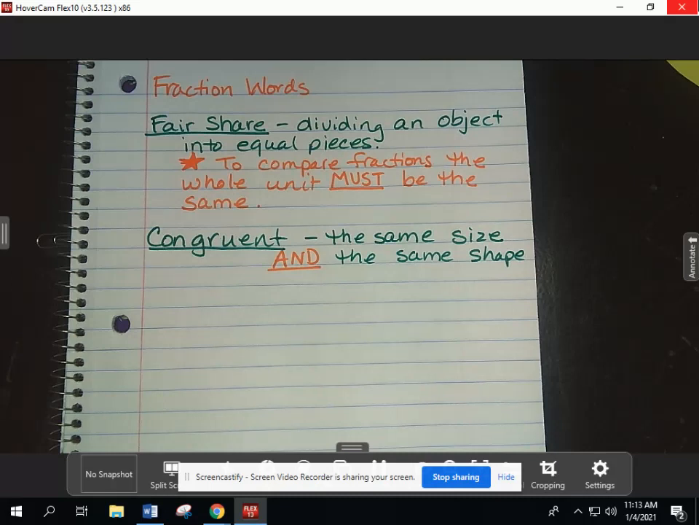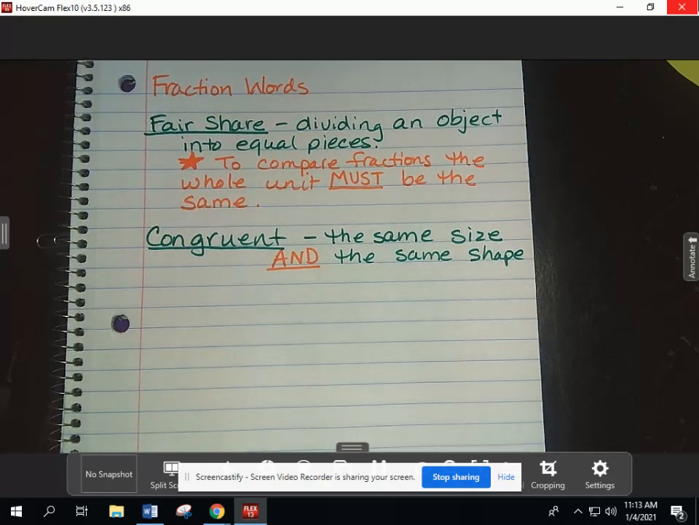Because sometimes we can have the same shapes of things, but one shape might be larger than another. Look at our calendar. We've got some congruent pieces going, or we don't have congruent pieces. They're the same shape, but they're not the same size.